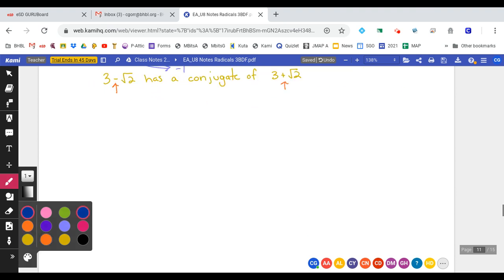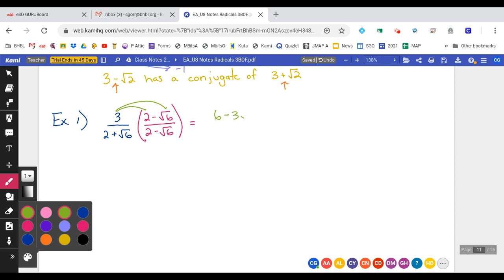All right, so let's talk about where this is going to come into play. Let's say I have an example: 3 over 2 plus radical 6. The reason I'm doing this is I can't leave a radical in the bottom. So I multiply by the conjugate, 2 minus radical 6, 2 minus radical 6. In our multiplying lesson, we talked about how to distribute. So now that's 6 minus 3 radical 6.